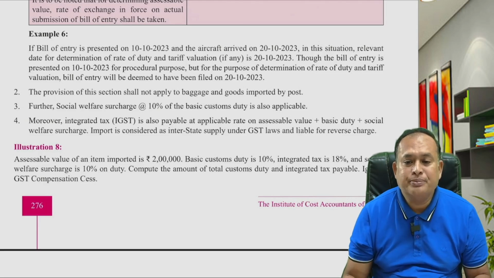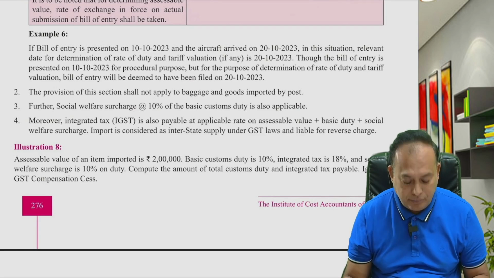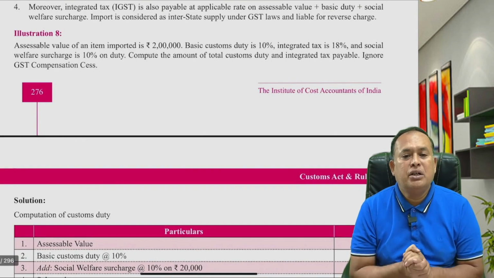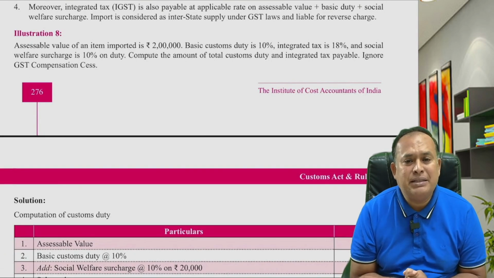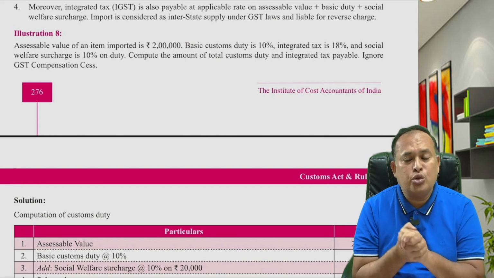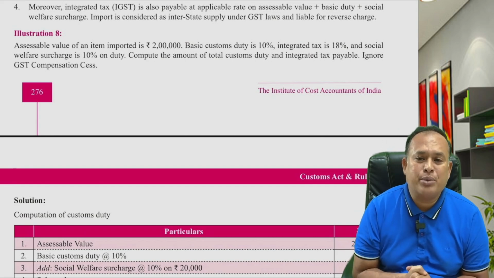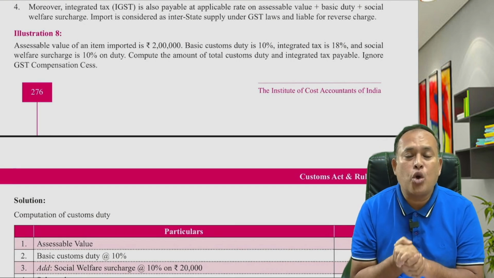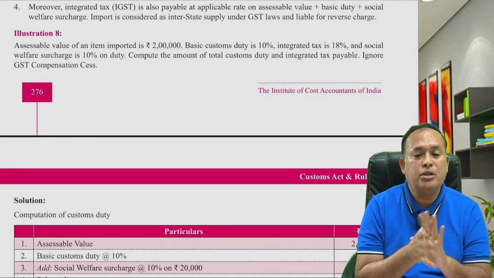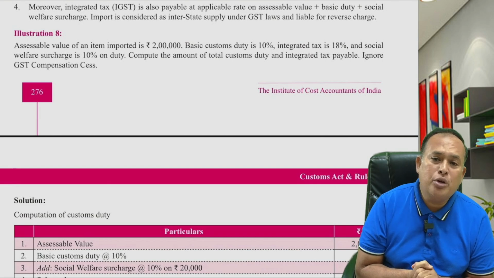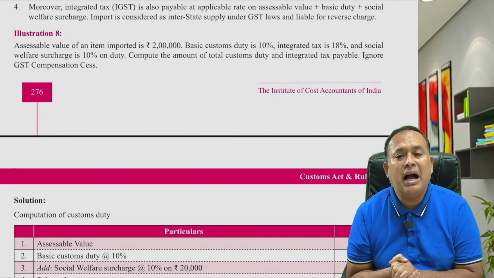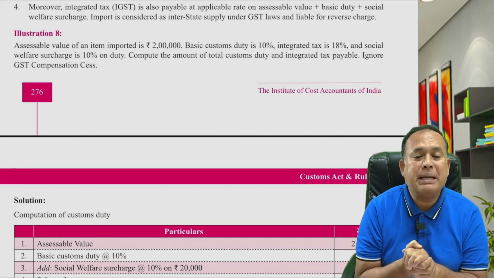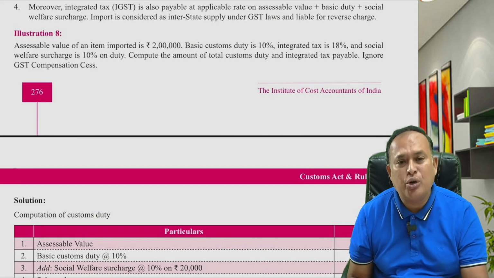Further, referring to example 8. Assessable value of an item imported is 2 lakh rupees, basic customs duty 10%, integrated tax 18% and social welfare surcharge 10% on duty. Compute the amount of total customs duty and integrated tax payable. Ignore GST compensation cess.